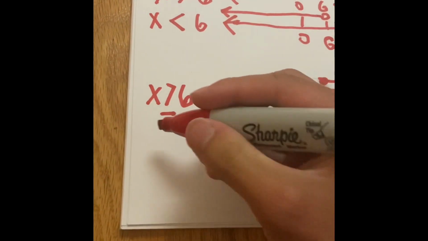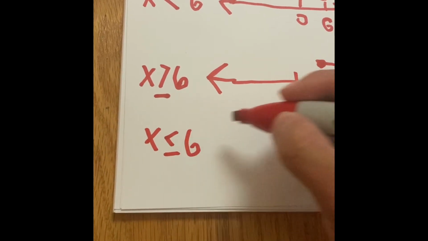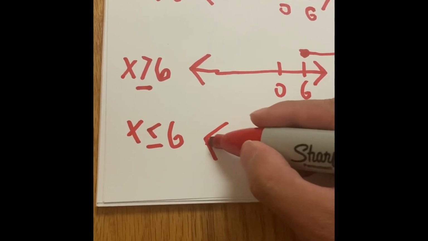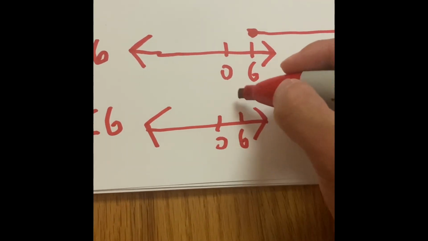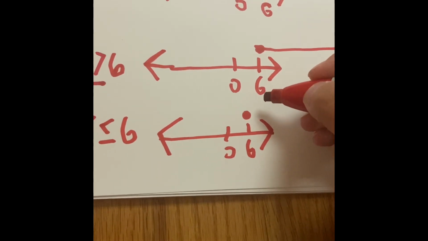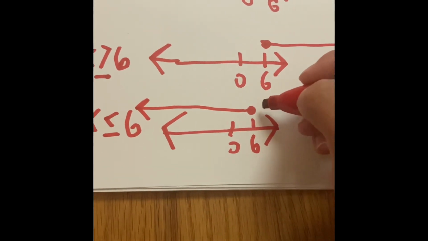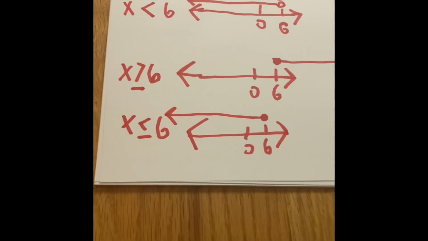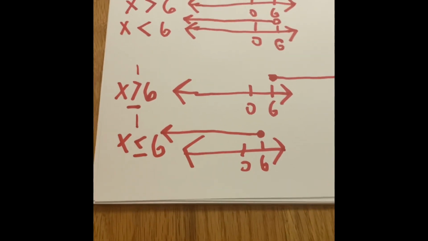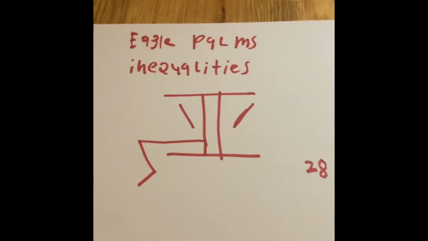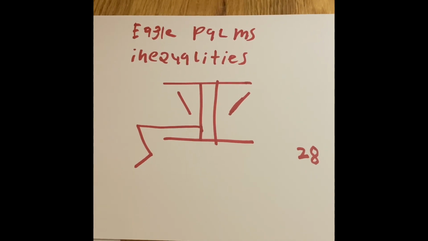We also introduced another symbol where x can be less than or equal to 6. In that case, we draw another number line, and if this is 0 and this is 6, we fill in the bubble because it means it's including 6. X could be 6 or anywhere down to negative infinity. So these 2 here and here are going to be the new symbols, which are also going to help us with Eagle Palms and inequalities and understanding how many palms an Eagle Scout can get.